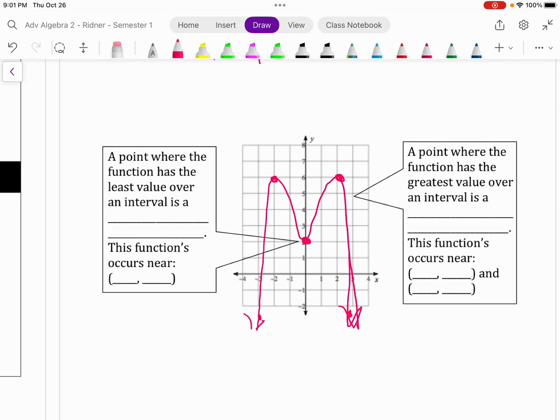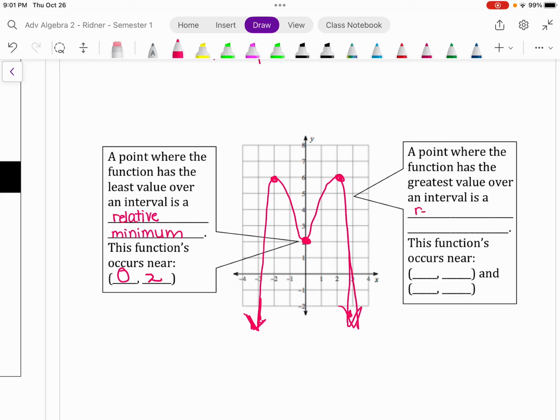Bottom points like this are what we call relative minimums. We've talked about this before. Remember, in this particular case, we only have relative minimum because the absolute minimum would actually be -infinity because it keeps going down forever. Okay? I'm sorry if you hear my dog. So this occurs at 0, 2.